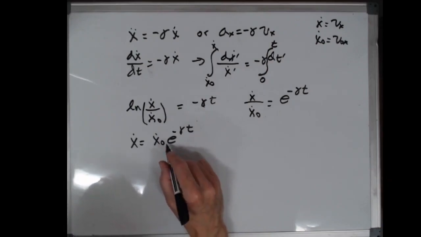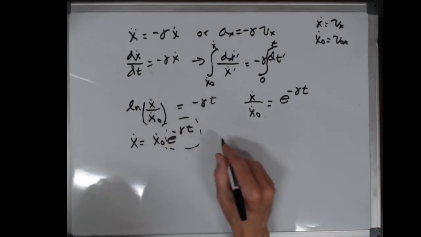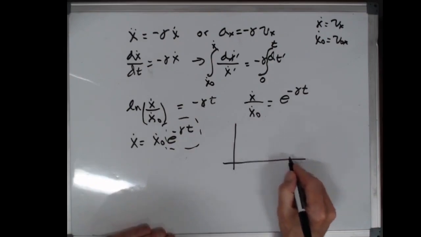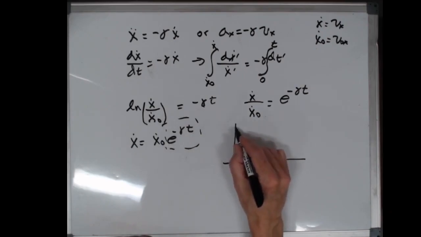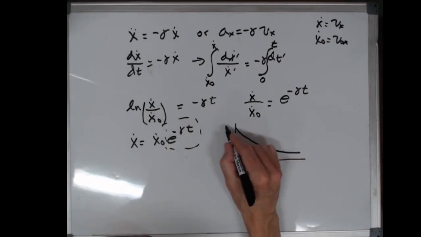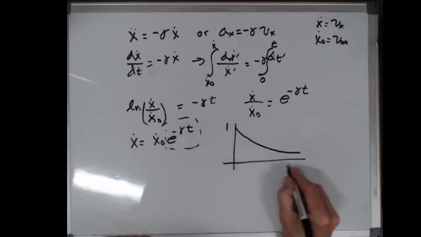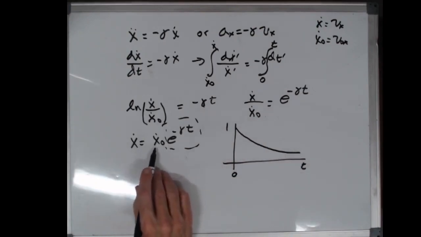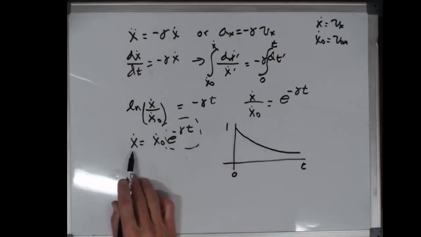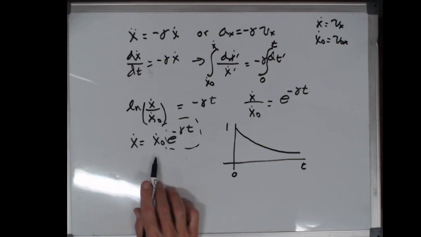If we just look at this piece of it, as long as gamma and t are both positive, which they are, this has a value that looks like this: 1 when t is 0, and it steadily decreases after that. And so x dot, its initial value is x naught at t equals 0, and then it steadily decreases from there. And that's what we expect for a drag force that's got no other forces acting. The wind resistance is slowly bringing the object to a stop.